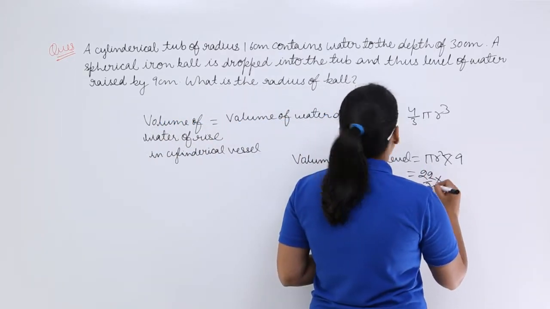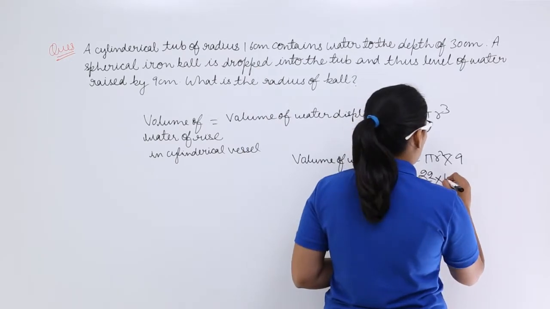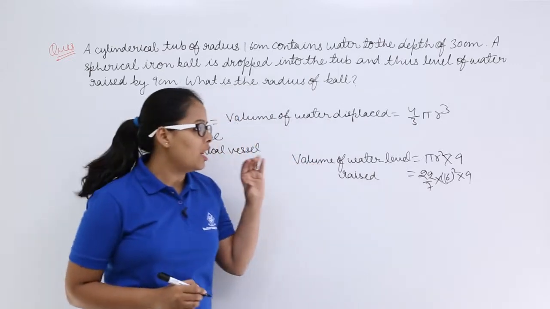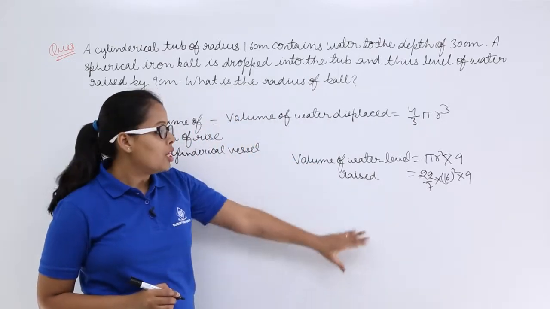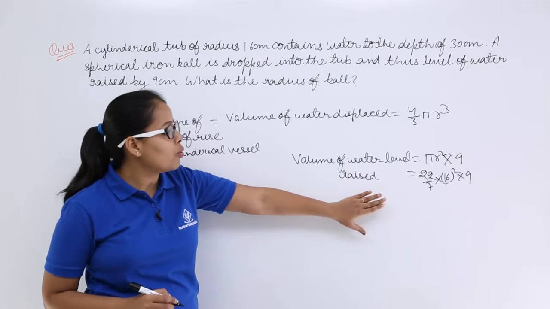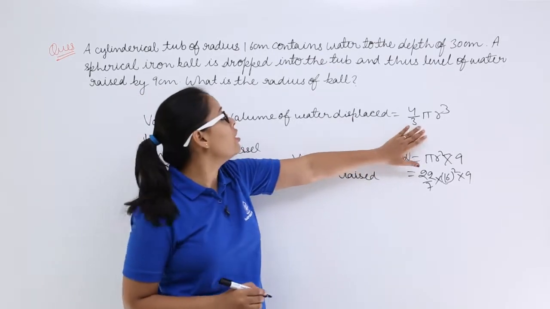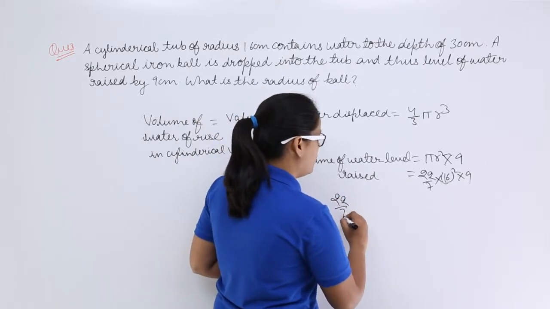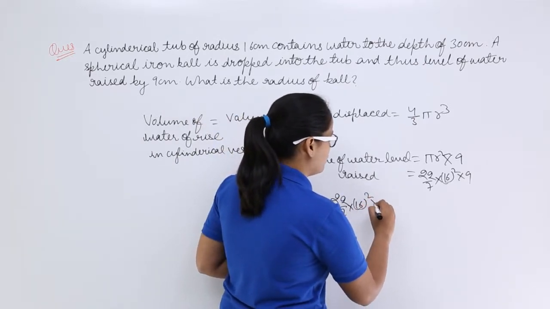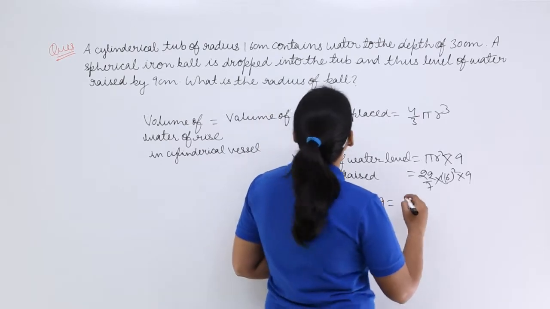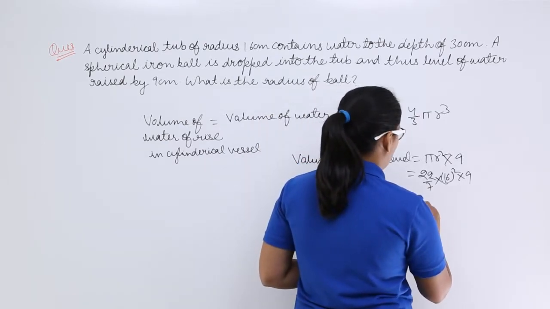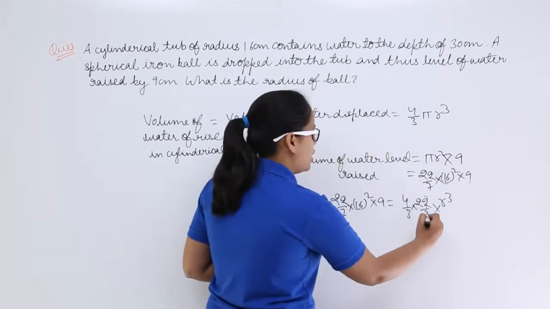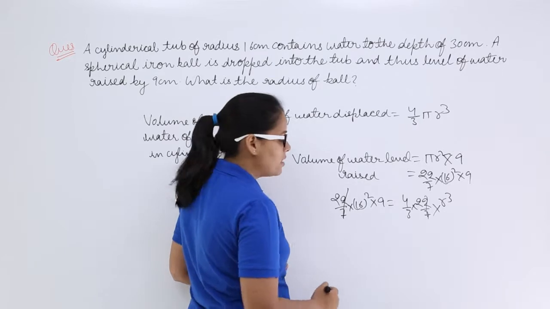Now, you know the value of R, which is 16 centimeter for the cylindrical vessel, and the water level rise is 9 centimeter. Now after this, you are going to equate both of these equations to find out the radius of the ball. So let's equate both of them. This is 4/3 pi r cube. 22 by 7 will get cancelled out.